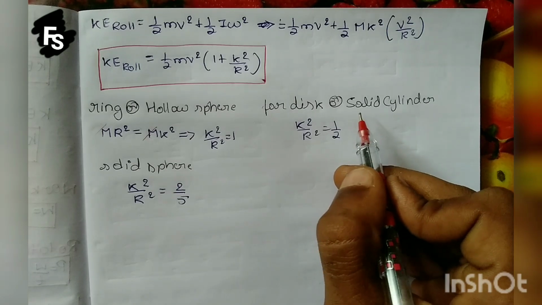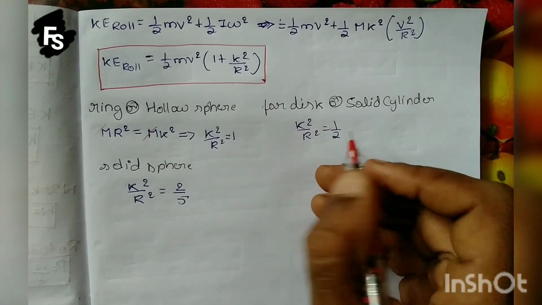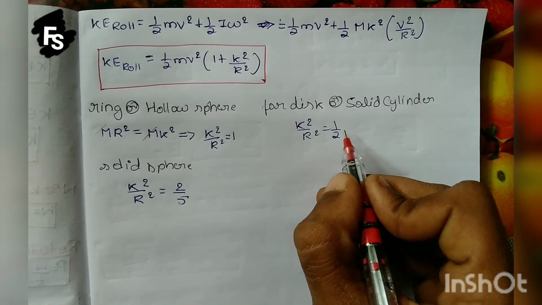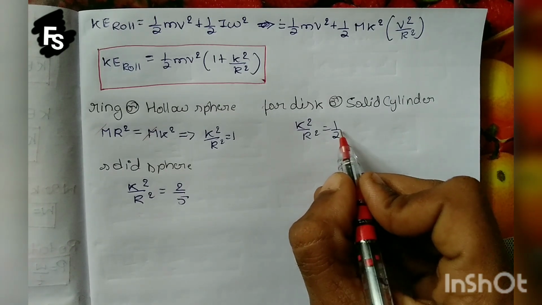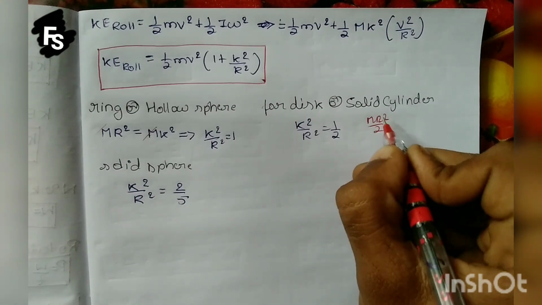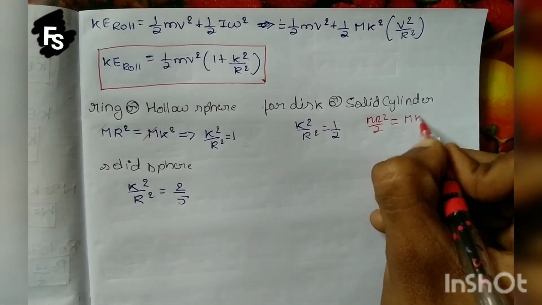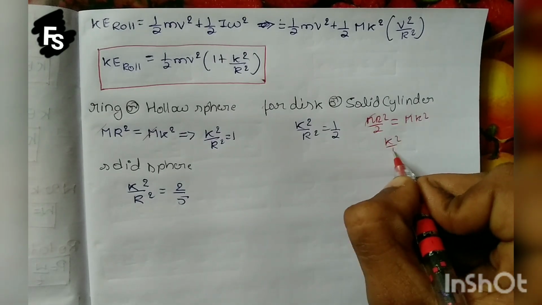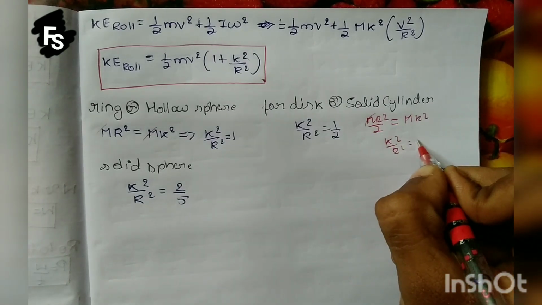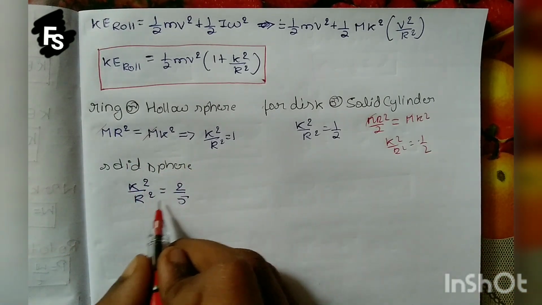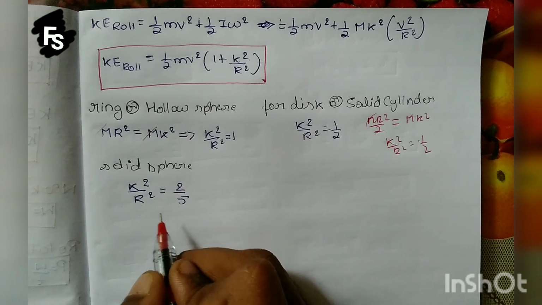For a disc or solid cylinder, the moment of inertia is mr square by 2, which is equal to mk square. Then k square by r square is equal to 1 by 2. Like that, for a solid sphere, k square by r square is equal to 2 by 5.